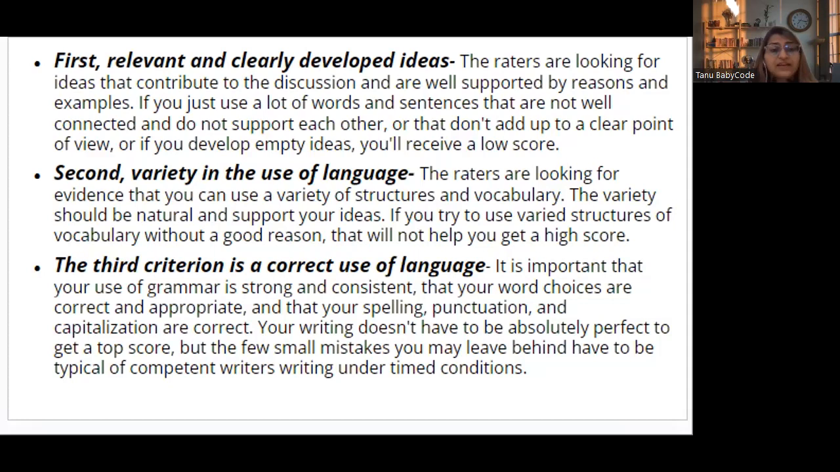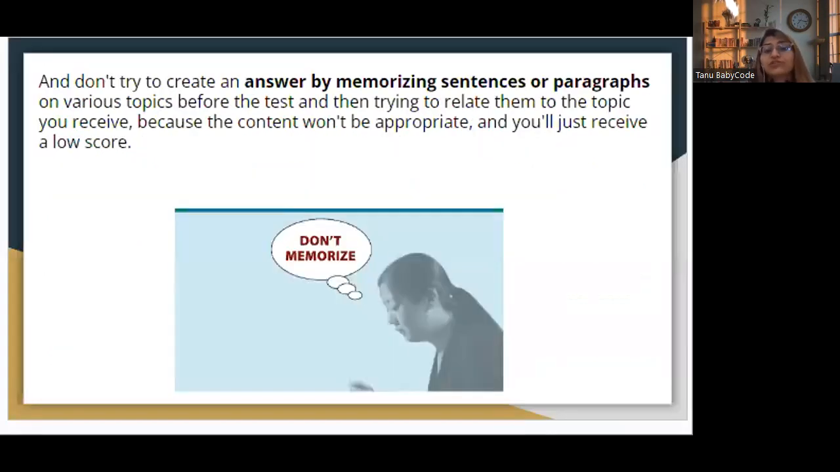Next thing we will be looking at is that you shouldn't try to create an answer by memorizing sentences or paragraphs on various topics before the test and then trying to relate them to the topic you receive, because the content won't be appropriate and you will just receive a low score. So don't memorize your sentences.